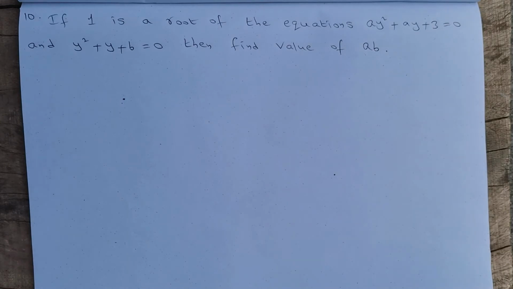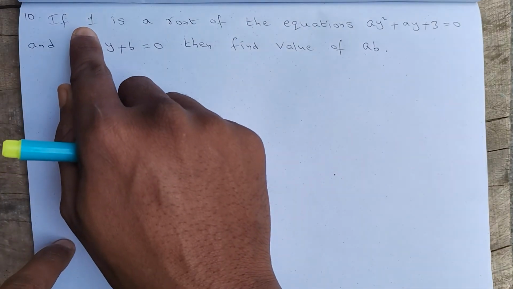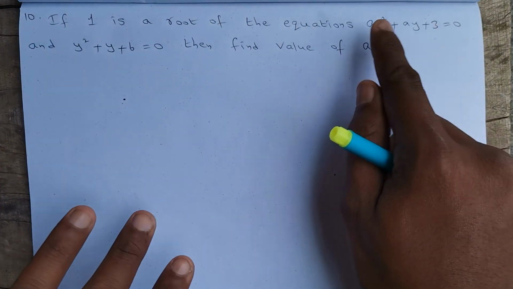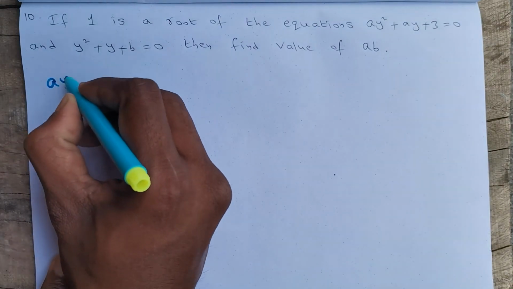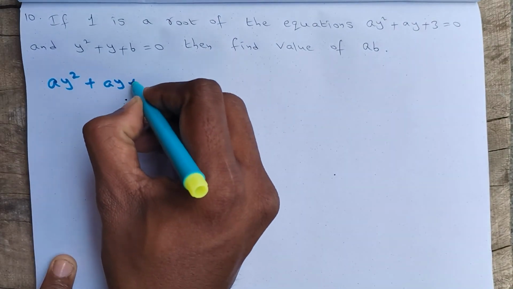Question number 10. If 1 is a root of the equations ay square plus ay plus 3 equals 0 and y square plus y plus b is equal to 0, then find the value of ab. He clearly said that 1 is a root of the two equations. So the first equation I am going to take: ay square plus ay plus 3 is equal to 0.